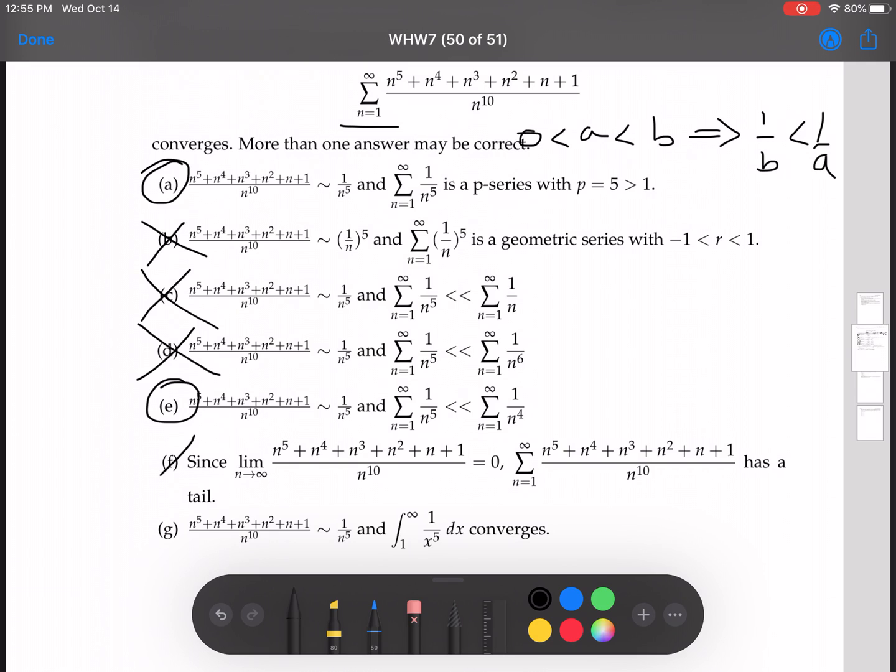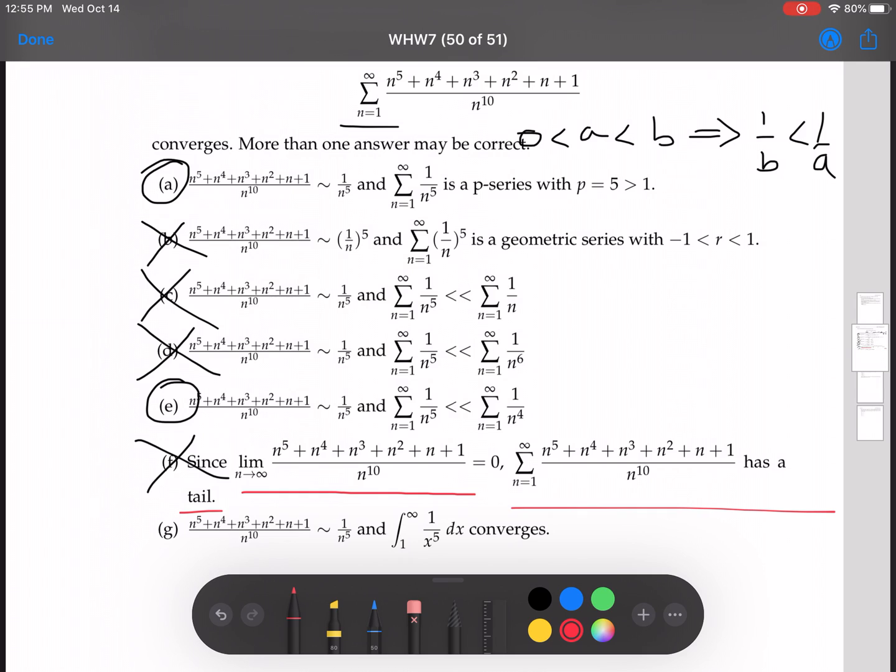All right, this is not a valid reason here. This reason is actually all true. This is definitely a true statement. Since the limit as n approaches infinity of a_n equals 0, this thing has a tail. That's absolutely true. It does have a tail.